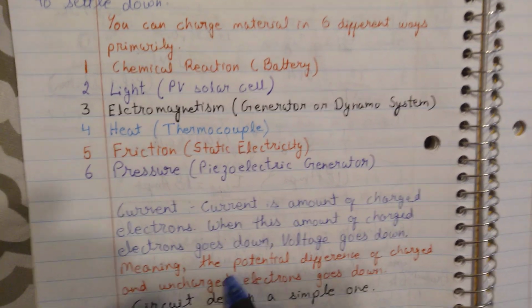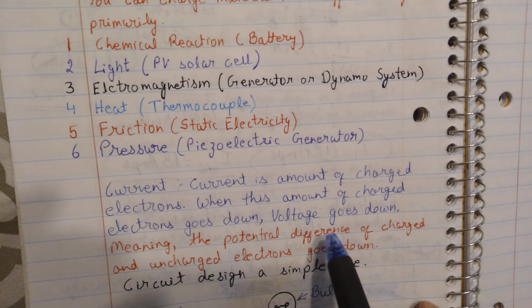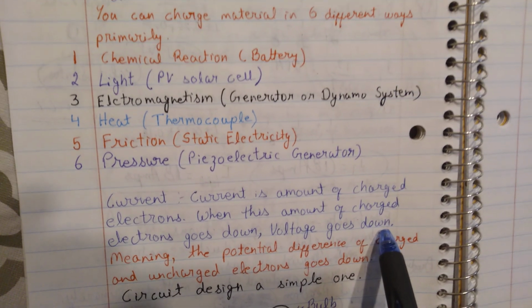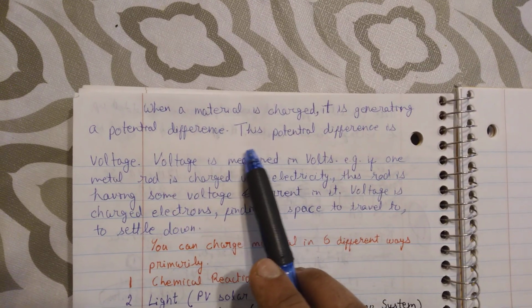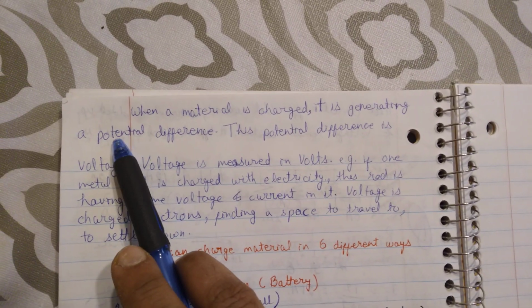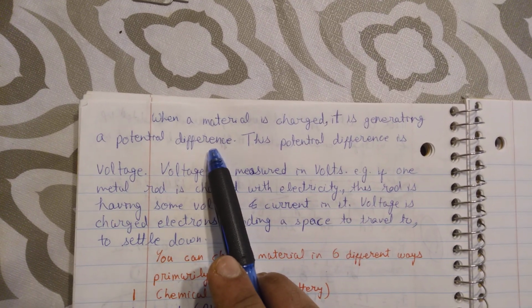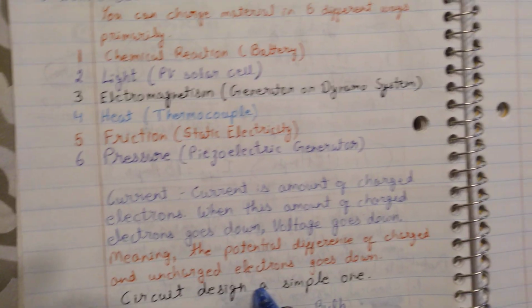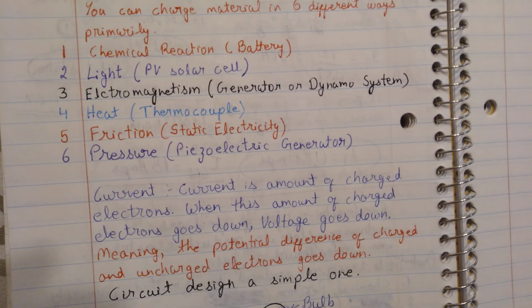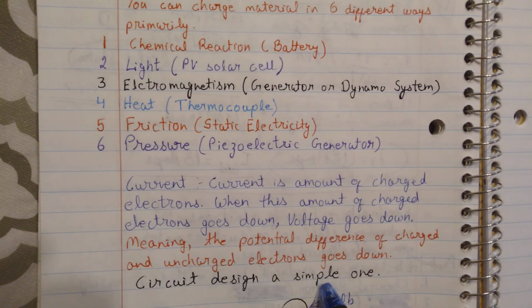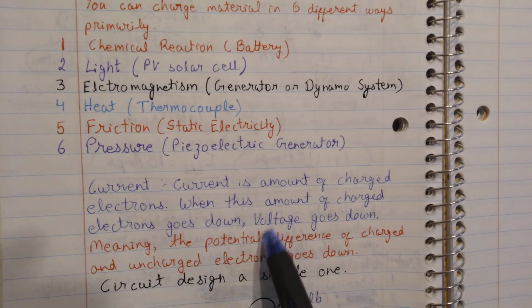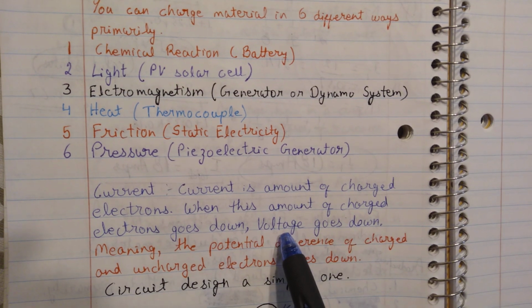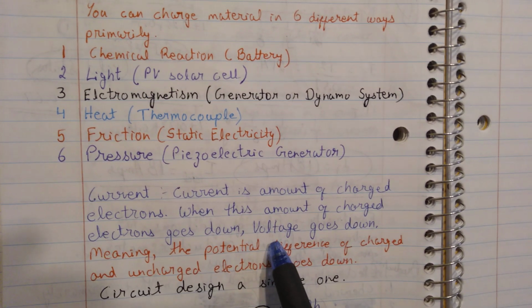When this amount of charged electrons goes down, voltage goes down. As we have discussed earlier, voltage is the potential difference. It's the potential difference between charged electrons and uncharged electrons. So current is the amount of the charged electrons. When the amount of charge in a battery goes down, what we actually measure is the voltage. So voltage is the amount of charged electrons.